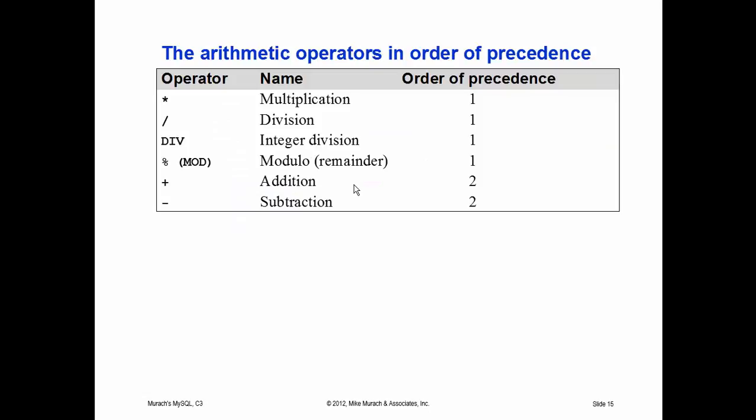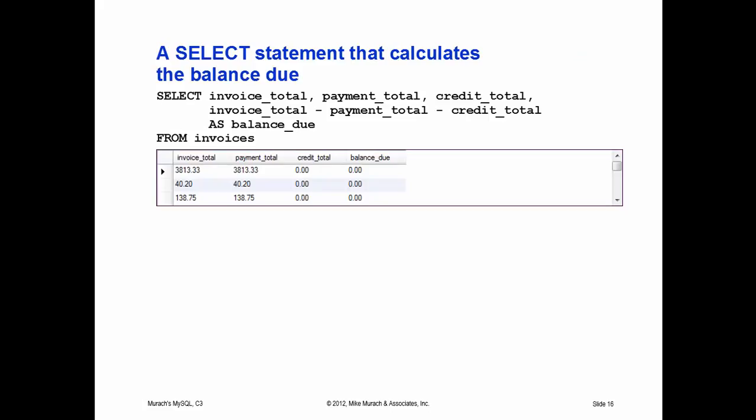All right, so here's your arithmetic operators. Asterisk for multiplication, / for division. Notice you can use the word div, which does just an integer division, % sign for modulo, plus for addition, and minus for subtraction. That order of precedence says that unless you use parentheses, you will do everything with an order of precedence 1 before you do the things with an order of precedence 2. And here's an example.